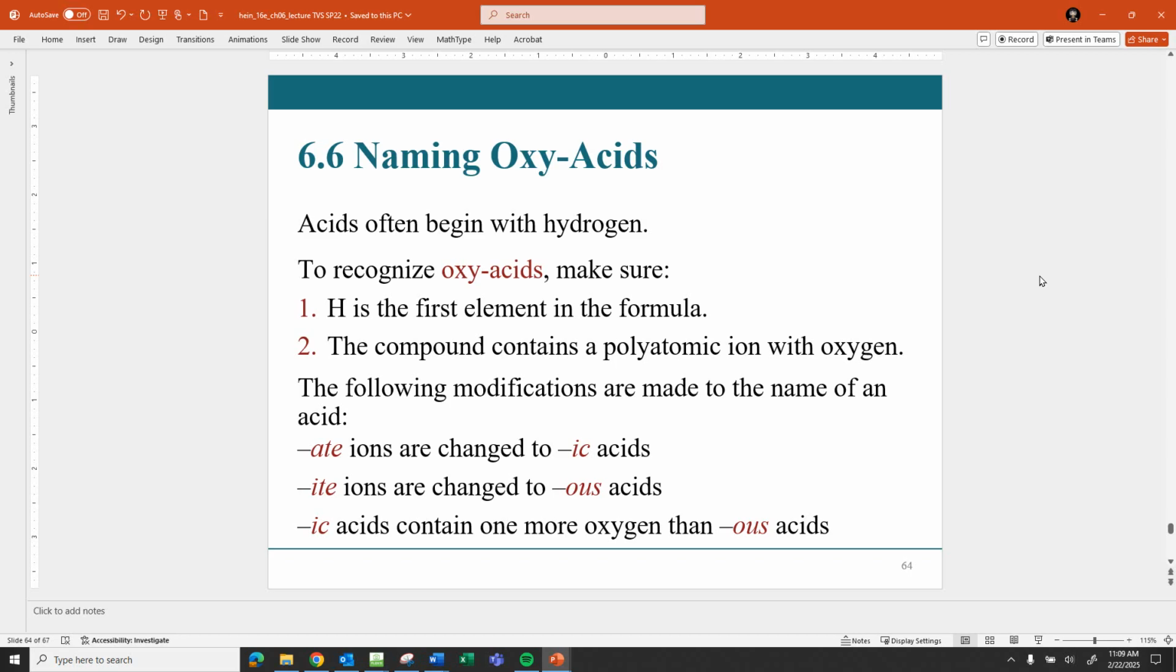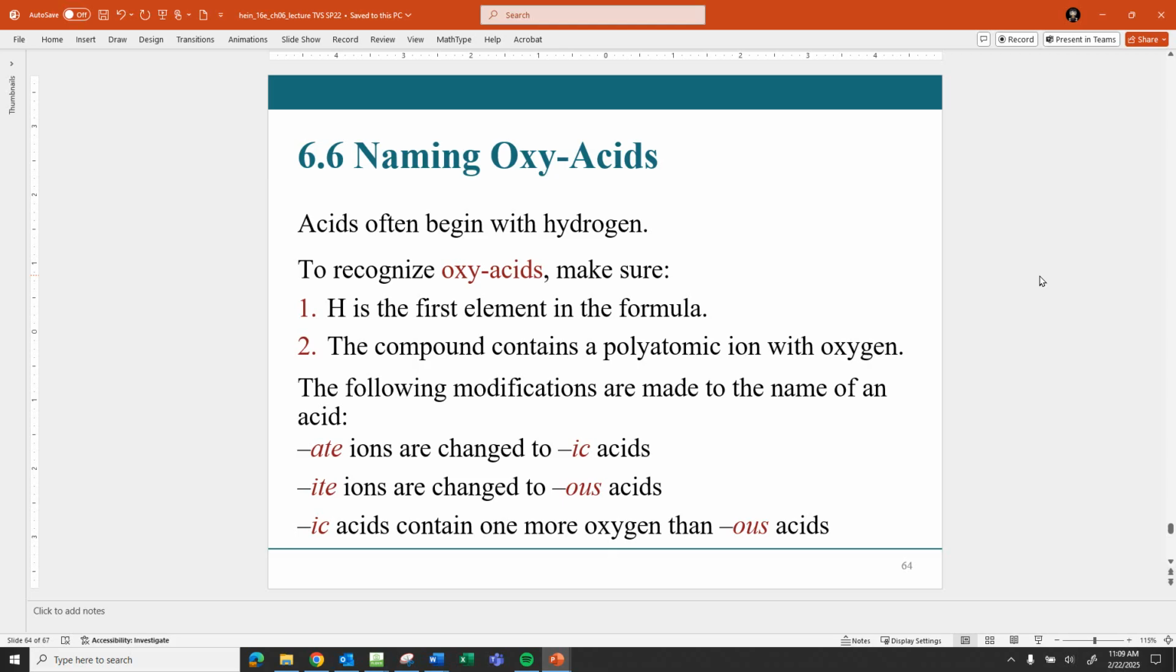Now, oxyacids. Oxyacids are the ones that have the oxygen in it. So these are the ates and ites on the polyatomic list. So you have hydrogen bonded to phosphate. We don't put hydrophosphoric acid. We just use the polyatomic name, and if it ends in ate, we put an ic at the end with the word acid. If it ends in ite, you put ous. If it has an ic, then you also put ous.